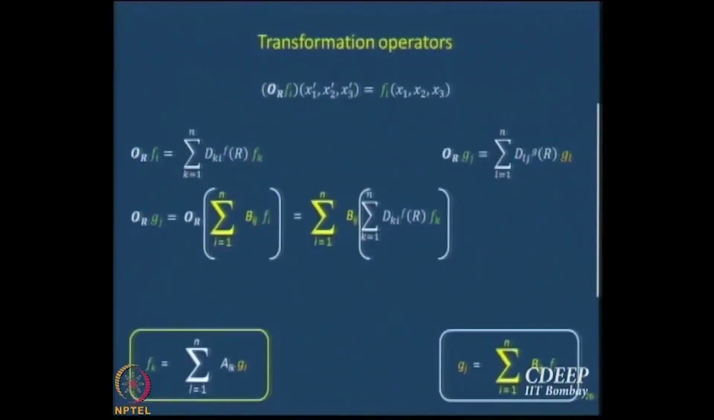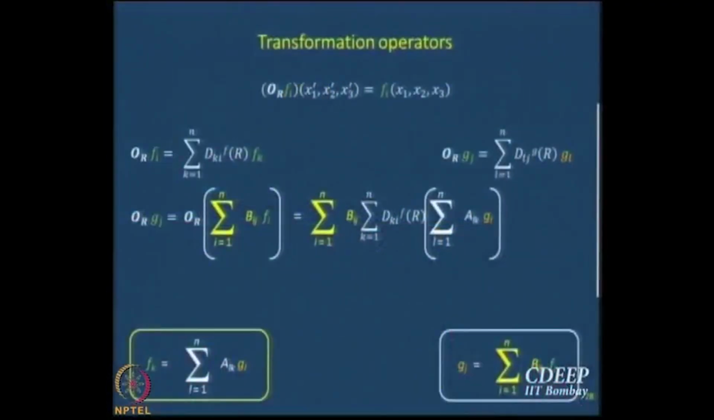Alright, what more can I do? Do I know the expression of fk? Is it there somewhere on the slide? This? So I can substitute for fk. I can write sum over L ALK GL. Done? Okay, so now I have a little scary looking thing, but it is not all that difficult.